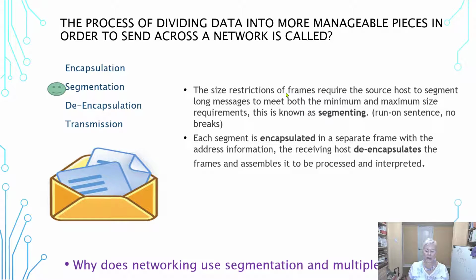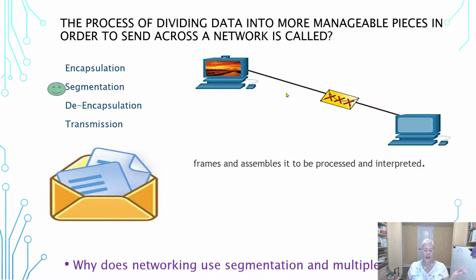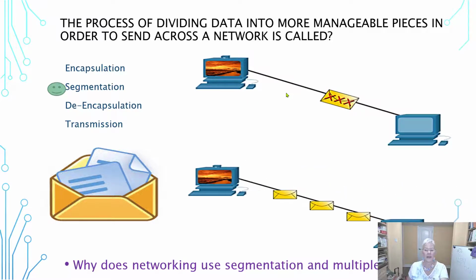Why does networking use segmentation and multiplexing? The reason is for efficiency and speed. Here's an example of one big piece of data. That isn't going to work. So instead, we chop that one big piece of data up into several different pieces. Each of those pieces is called a frame.